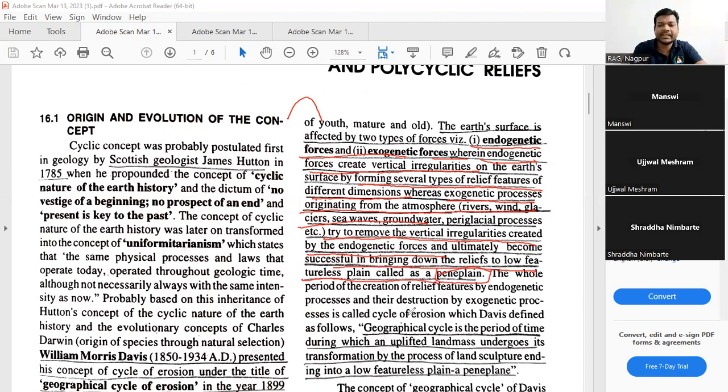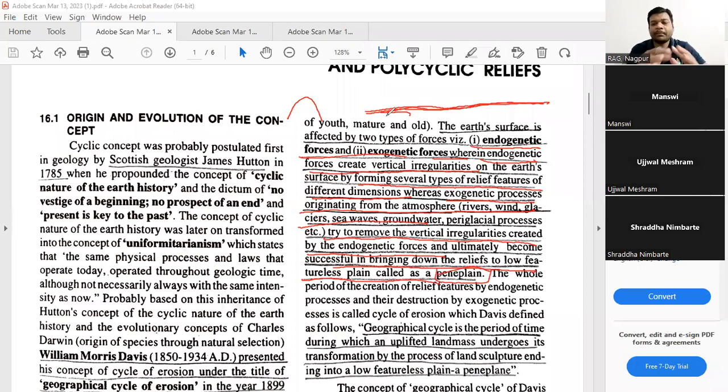So a peneplane is basically a featureless plane. There is nothing on this Earth which is featureless, right? This is just a concept. Nobody has seen a peneplane. People have always imagined what kind of thing a peneplane should be or should have been. And even if the plane is featureless, that itself will become a feature.